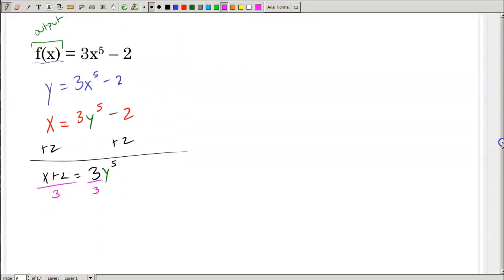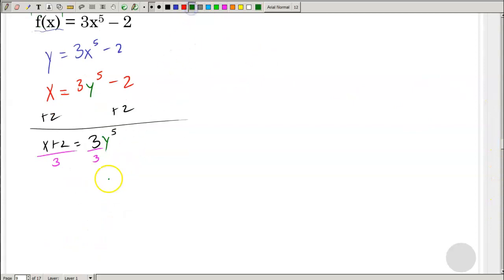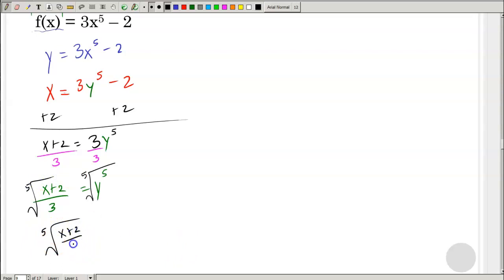Divide everything by 3 on the left. So if I kept going, I have y to the 5th now equals x plus 2 over 3. And the last thing I'm going to do here is take a 5th root, right? If I have something to the 5th, the inverse of that is the 5th root. I'm going to take a 5th root of both sides of that equation. And therefore, I'm going to get the 5th root of (x plus 2 over 3) equals y.